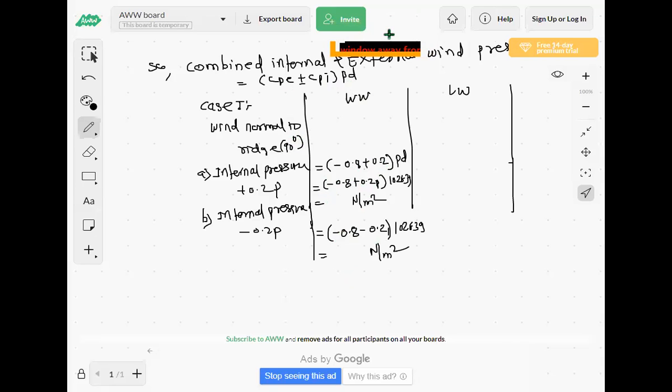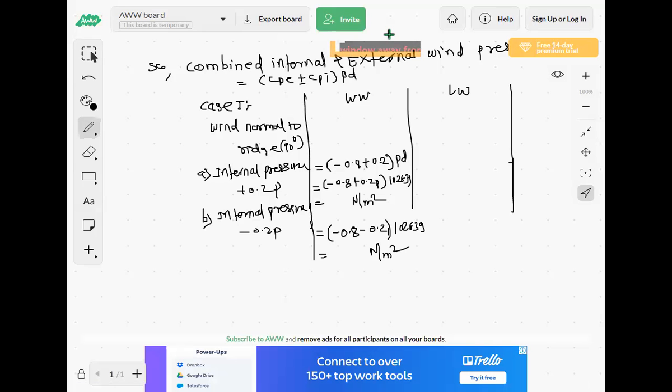No one is giving me the answer. Simple answer is there. I am waiting for you. Minus 0.8 plus 0.2. It means minus 0.6 into 1026.39. What is the problem?